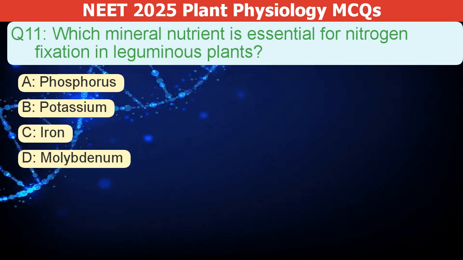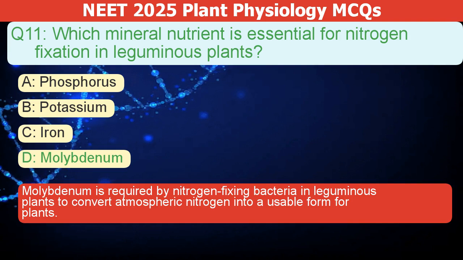Which mineral nutrient is essential for nitrogen fixation in leguminous plants? A. Phosphorus. B. Potassium. C. Iron. D. Molybdenum. The correct answer is D. Molybdenum is required by nitrogen-fixing bacteria in leguminous plants to convert atmospheric nitrogen into a usable form for plants.